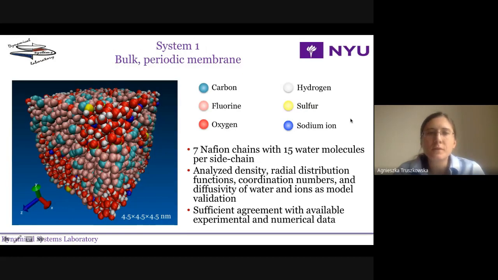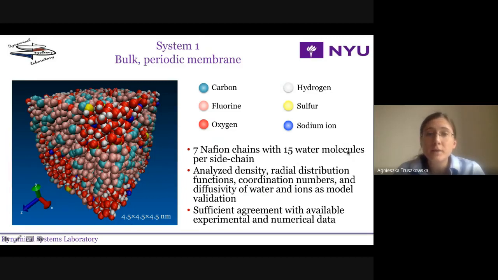In the case of the first system, we first create a periodic Nafion membrane with 7 Nafion chains and 15 water molecules per side chain. We equilibrate the structure, and we also use the equilibrated structure to compare it to current data in the literature, to validate our model. We analyzed some common metrics like density and diffusivity of water and ions, and we obtained sufficiently close agreement with available experimental and numerical data.